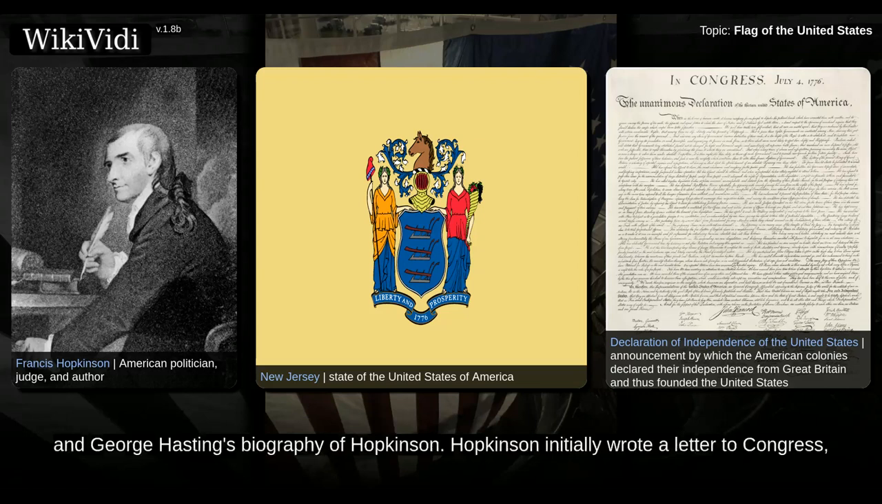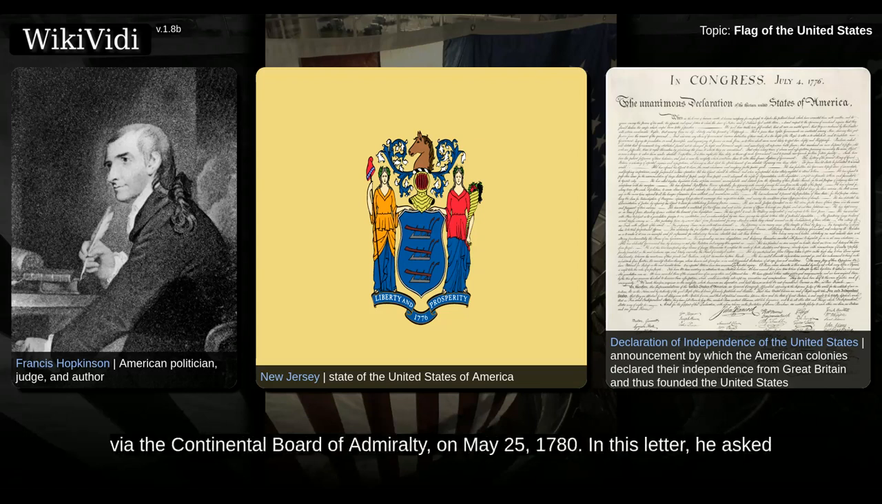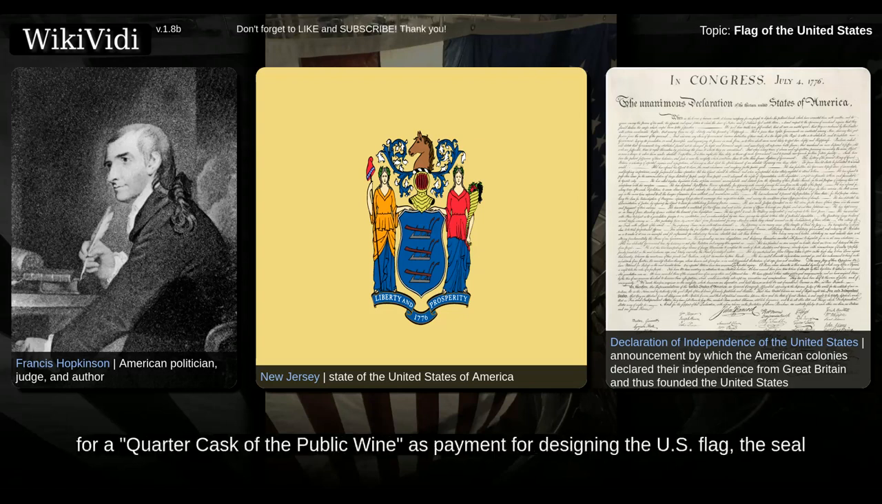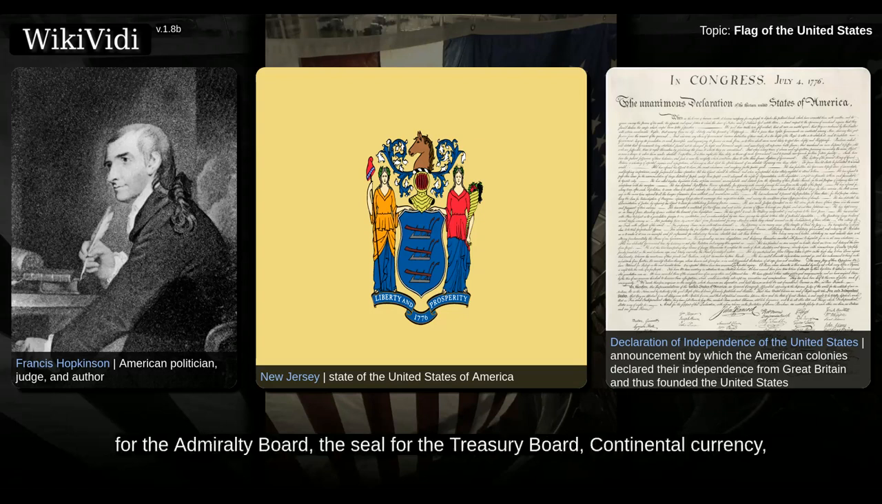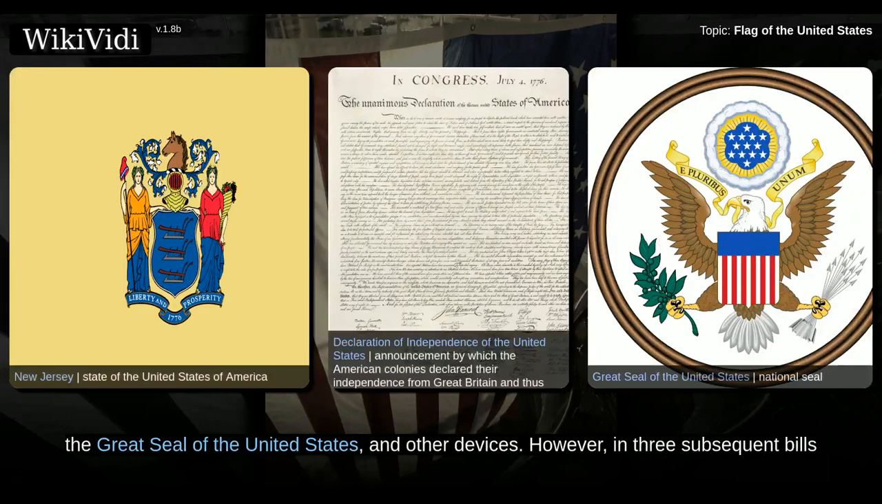Hopkinson initially wrote a letter to Congress via the Continental Board of Admiralty on May 25, 1780. In this letter, he asked for a quarter cask of the public wine as payment for designing the U.S. flag, the seal for the Admiralty Board, the seal for the Treasury Board, continental currency, the Great Seal of the United States, and other devices.